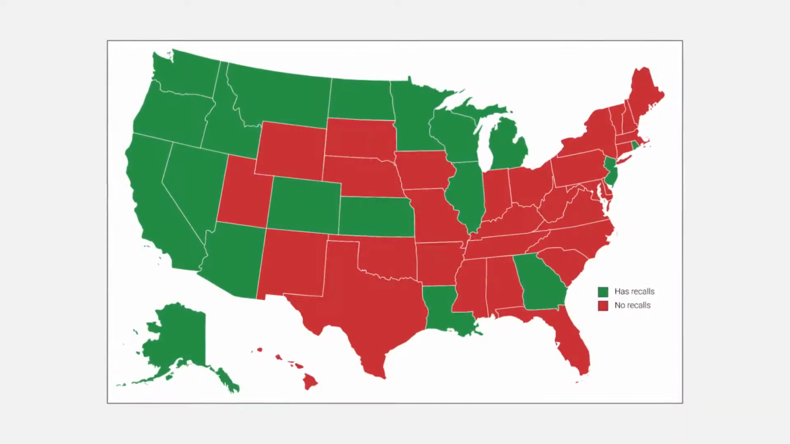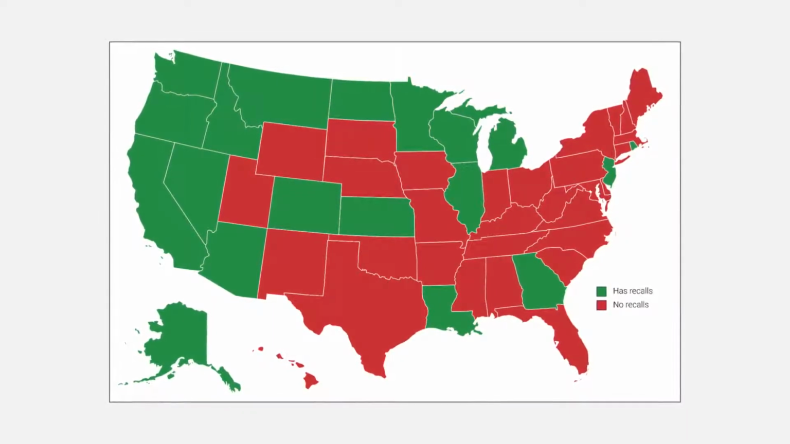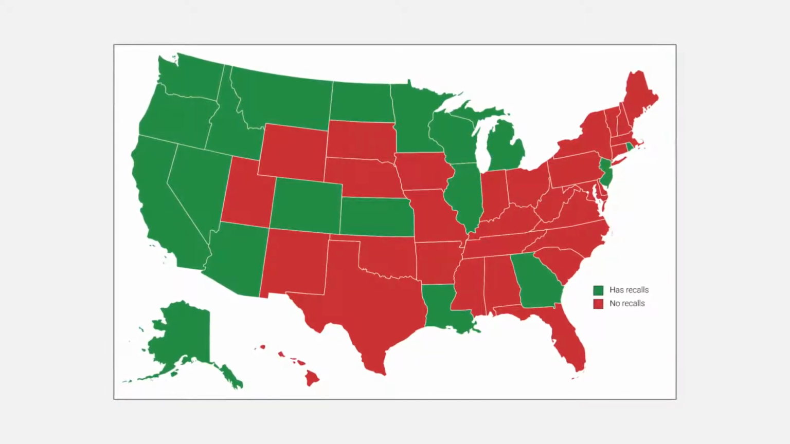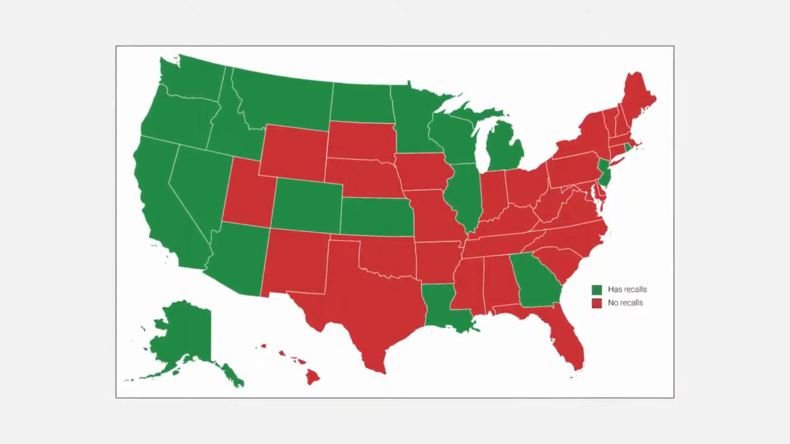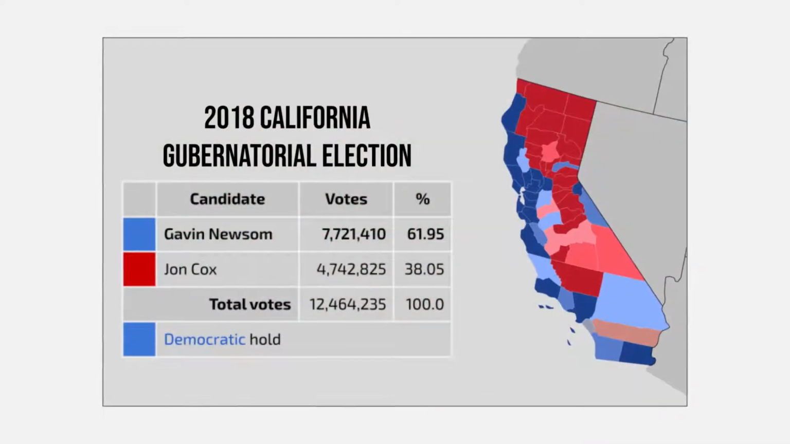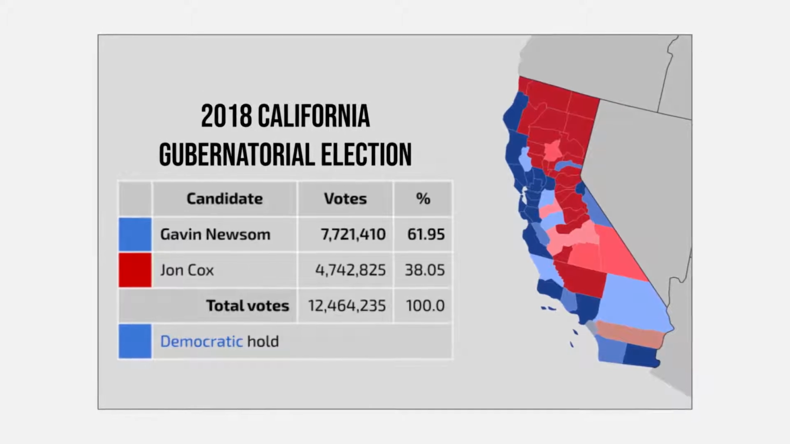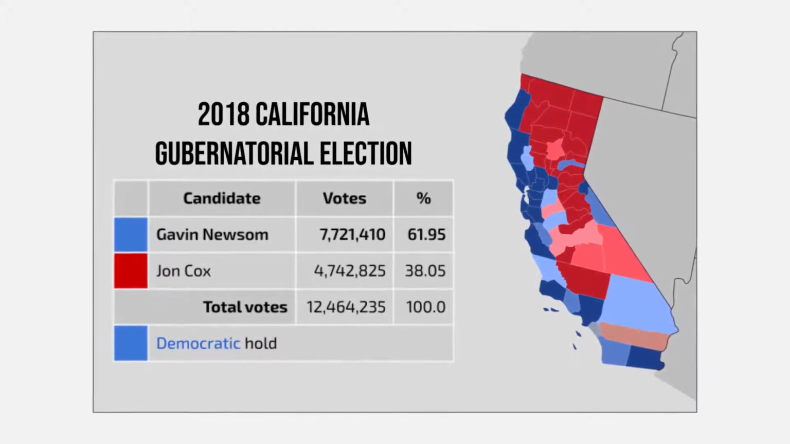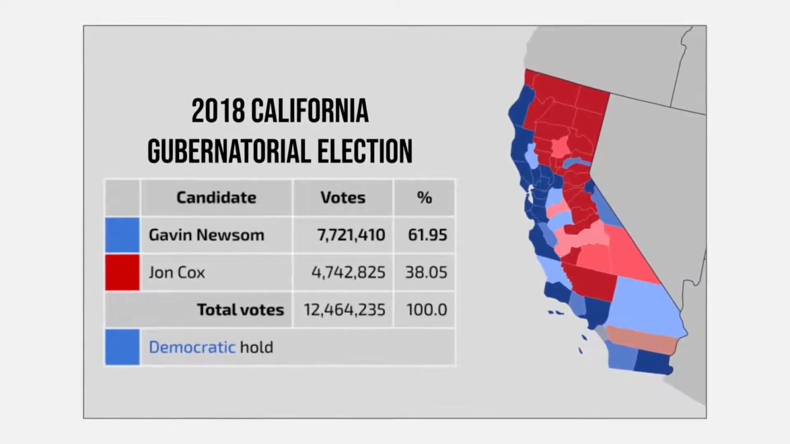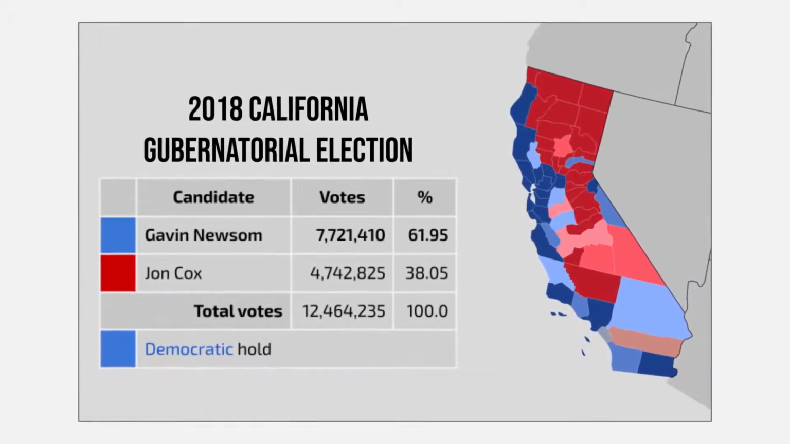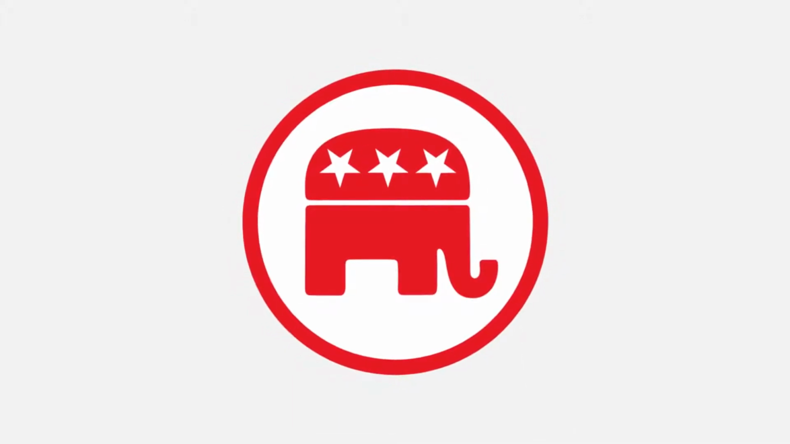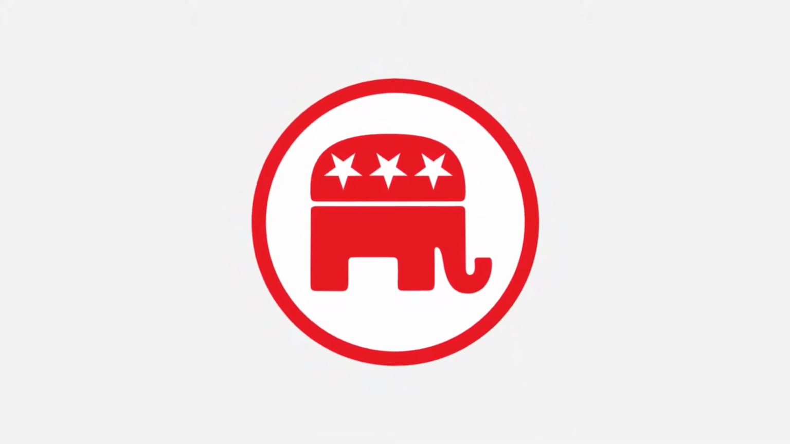19 U.S. states allow recall elections for governors. California specifically requires recall petitions to get at least 12% of the votes cast in the previous gubernatorial election. In 2018, just under 12.5 million votes were cast for governor, so nearly 1.5 million signatures were required to initiate a recall election. A recall election was filed by Republicans upset with Newsom's policy positions.